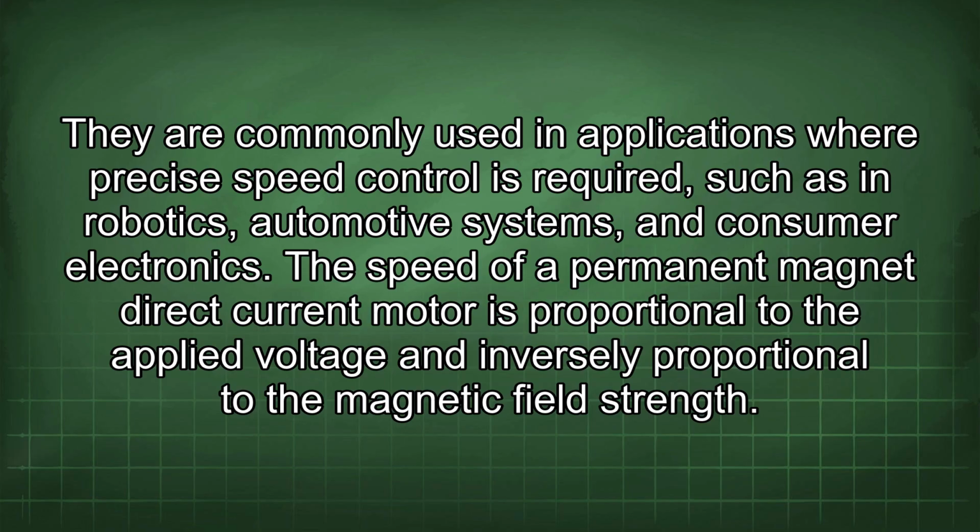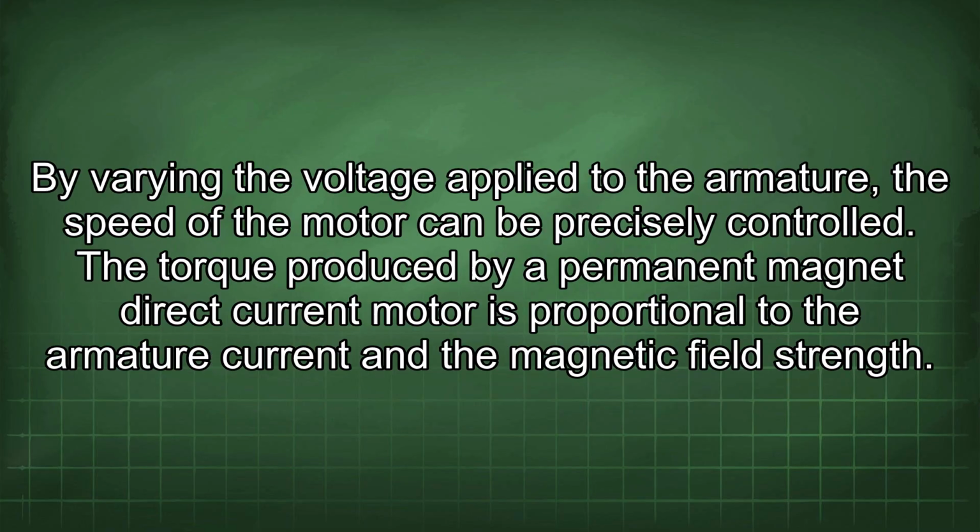They are commonly used in applications where precise speed control is required, such as in robotics, automotive systems, and consumer electronics. The speed of a permanent magnet direct current motor is proportional to the applied voltage and inversely proportional to the magnetic field strength. By varying the voltage applied to the armature, the speed of the motor can be precisely controlled.